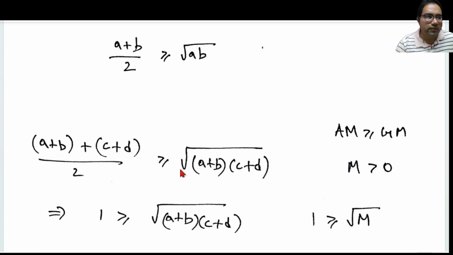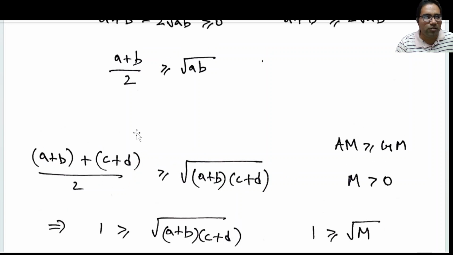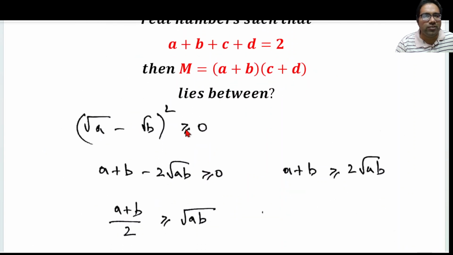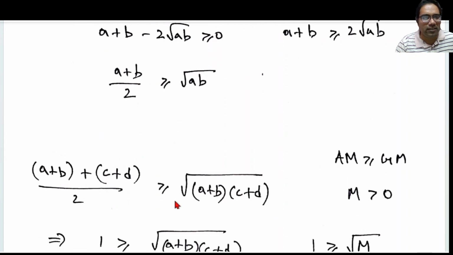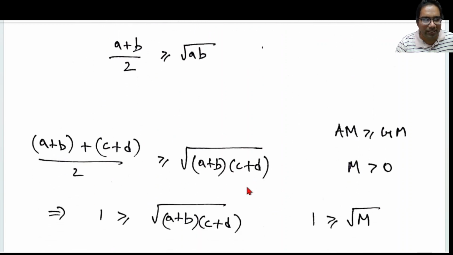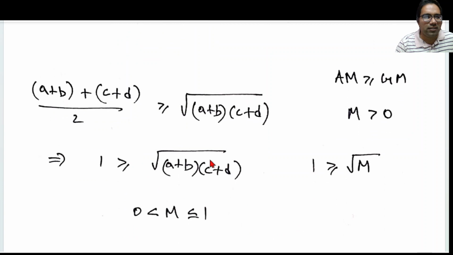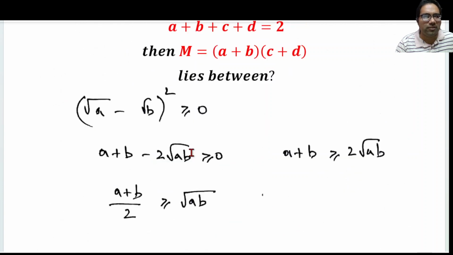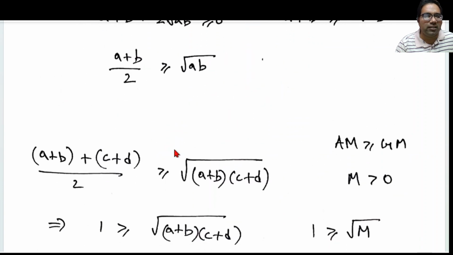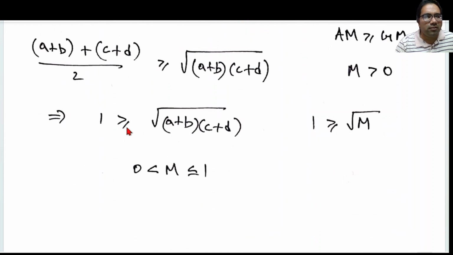Right. Now a plus b plus c plus d, what is the total? Total is 2. That is already given. Right. So that means 2 by 2 is greater than or equal to under root of (a plus b) into (c plus d). That means 1 is greater than or equal to under root of (a plus b) into (c plus d), and (a plus b) into (c plus d) is our M, right? That is what we wanted. That means 1 is greater than or equal to root M. That means if we square both sides, M is less than or equal to 1.